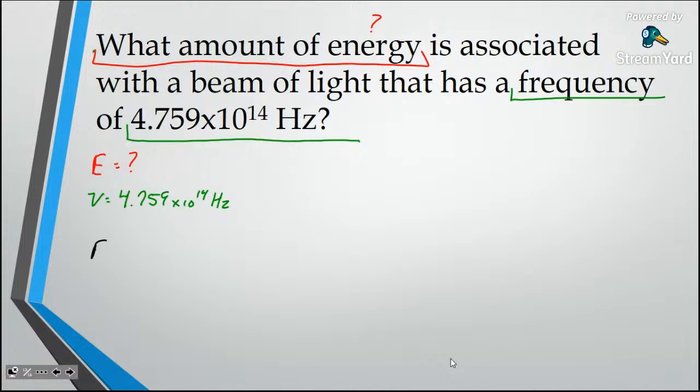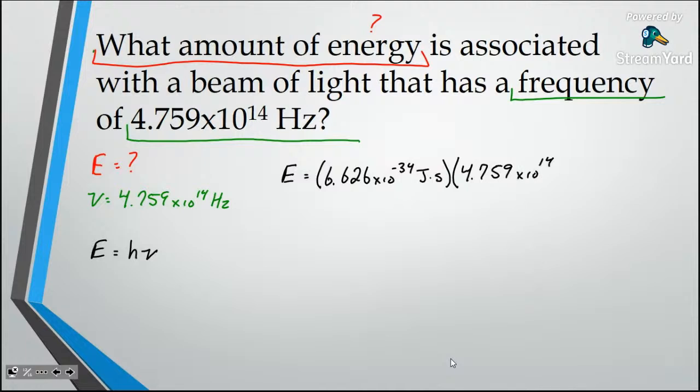And we've got the equation that E equals h nu. So there's no rearrangement that needs to be done. So what I get is energy equals Planck's constant, 6.626 times 10 to the negative 34th joule seconds, all times my frequency of 4.759 times 10 to the 14th hertz. We'll look again at units in just a moment. And when I put this into the calculator, what I get is 3.153 times 10 to the negative 19.